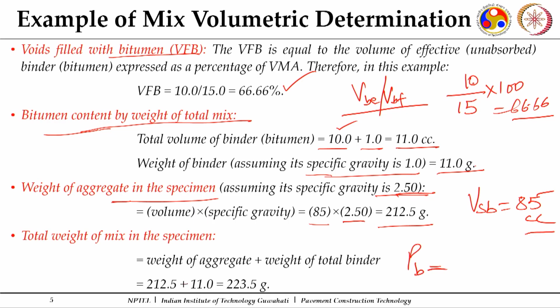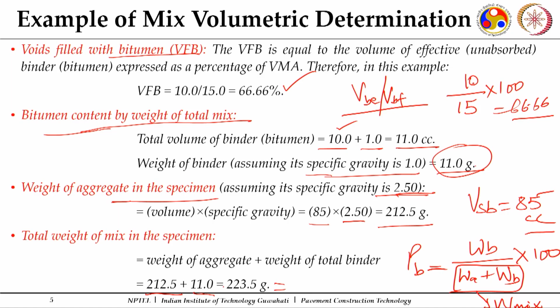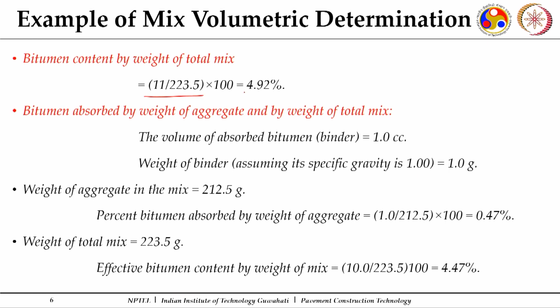PB will be the weight of the bitumen divided by weight of aggregate plus weight of bitumen into 100, because here we have to consider the weight of the mix. So, the weight of aggregates is 212.5 and the weight of the binder from here is 11 gram. So, total is 223.5 gram. So, the percentage of binder will be 11 divided by 223.5, which is 4.92 percentage by weight of binder we are having in this specimen.